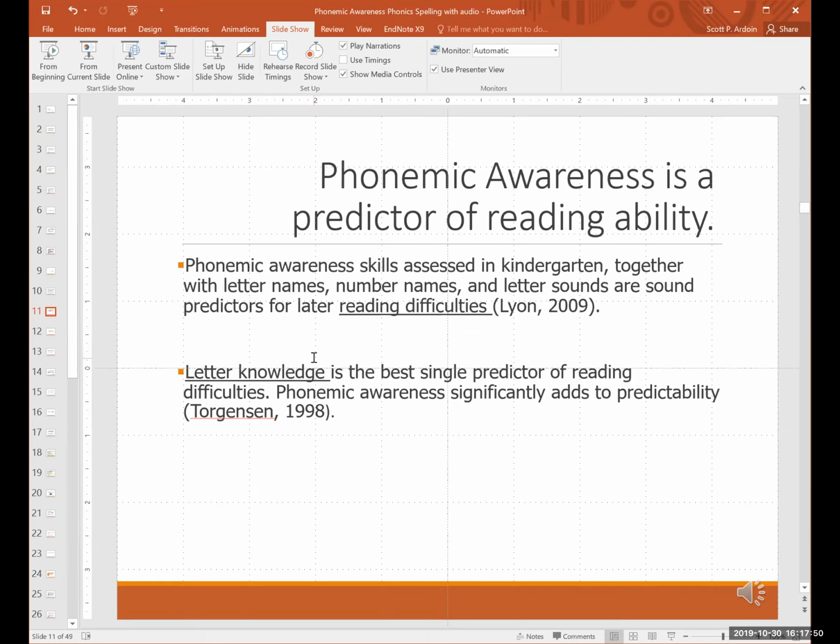But whenever we also assess phonemic awareness, that significantly adds to our ability to predict which students are going to have difficulty with learning to read. Some of the research, longitudinal studies, suggests that looking at phonemic awareness alone is not a good predictor of future reading ability, but looking at it together with other measures does add to our ability to predict students' later reading achievement.